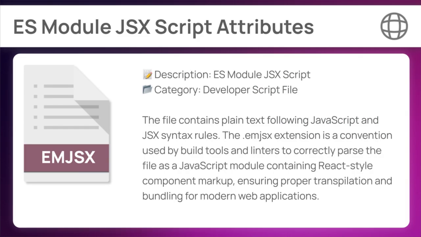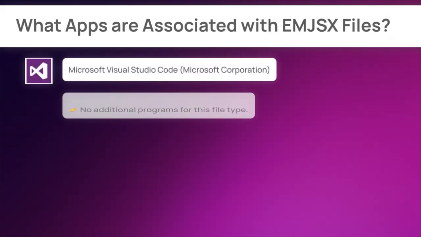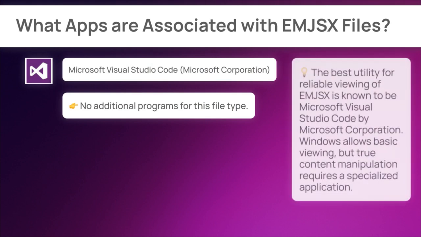The EMJSX extension is a convention used by build tools and linters to correctly parse the file as a JavaScript module containing React-style component markup, ensuring proper transpilation and bundling for modern web applications. The EMJSX format has primary linkage to the Microsoft Visual Studio Code application by Microsoft Corporation. Windows allows basic viewing, but true content manipulation requires a specialized application. Windows can open the file safely, but to run it, you need the appropriate scripting platform.